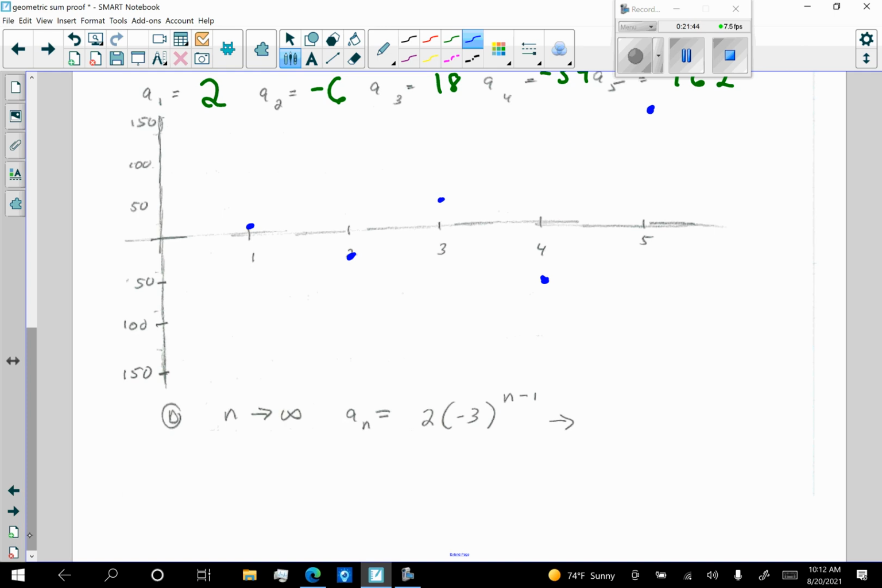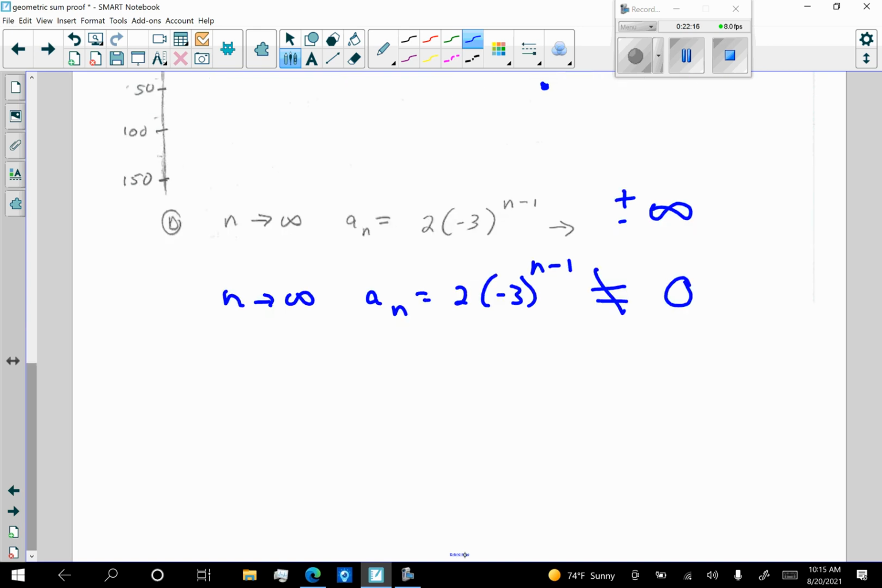As n goes to infinity, where does the nth term go? I'm going to pause. I say this in hesitation. As n goes to infinity, yes, this thing, let's just say that goes to positive and negative infinity. But I can tell you this. As n goes to infinity, a sub n, which is equal to 2 times -3 to the n minus 1, does not go to 0, does it? No. And I can also say that as n goes to infinity, I can take the absolute value of all those terms, correct? Because those terms are numbers. And that does indeed go to infinity.